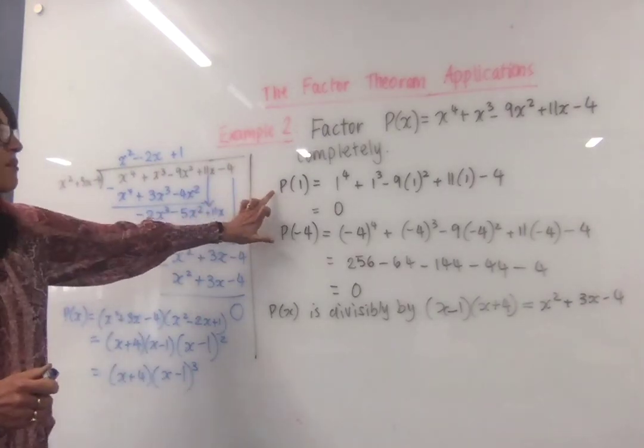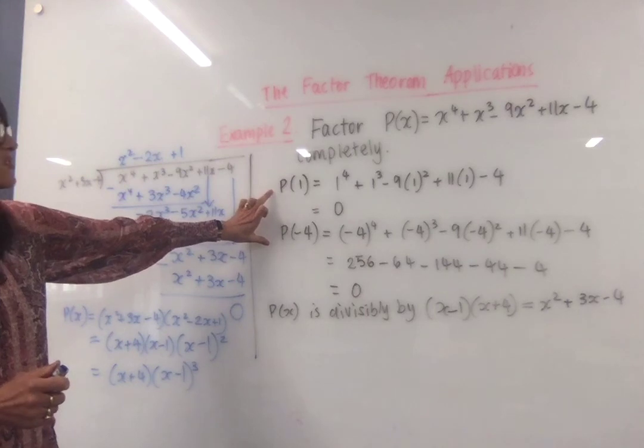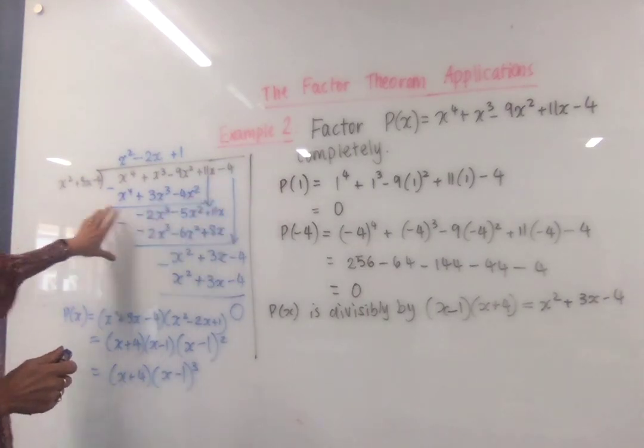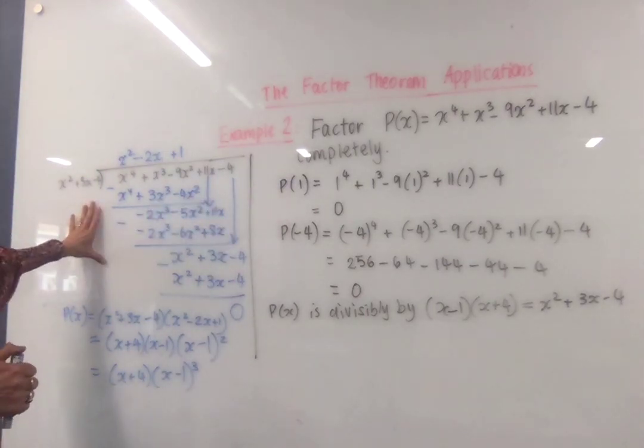Made easier by identifying two factors using the factor theorem, which reduced the amount of long division that we had to do as a consequence. So keep that in mind as a process.